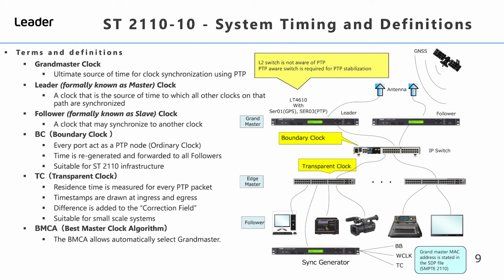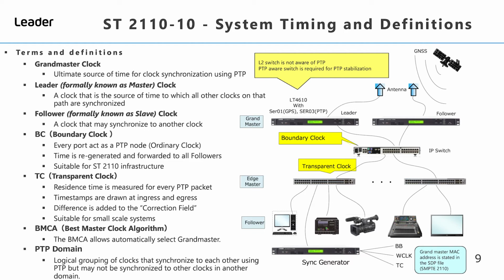Next we have the Best Master Clock Algorithm, or BMCA, that allows automatic selection of the Grand Master. And finally we have the PTP domain, a logical grouping of clocks that synchronize to each other using PTP, but may not be synchronized to other clocks in another domain.